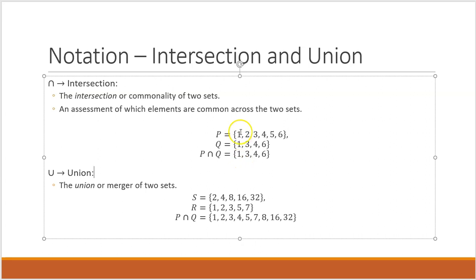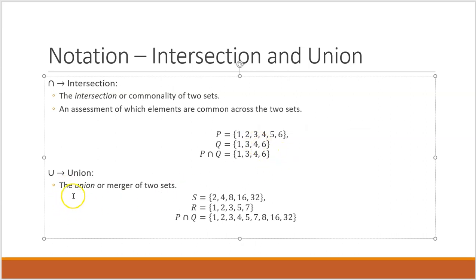So 1 is in both sets P and Q. 2 is not in set Q, so it's excluded from this list here. 3 is common in both sets. And 4, that's also common. And finally 6 is common. So the ones that aren't common are 5 and 2.